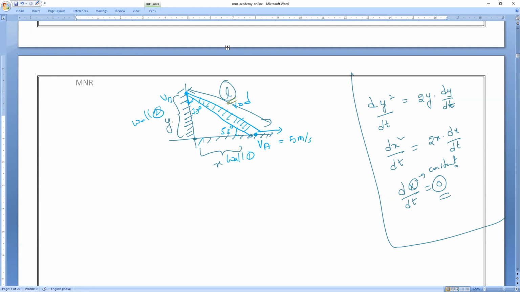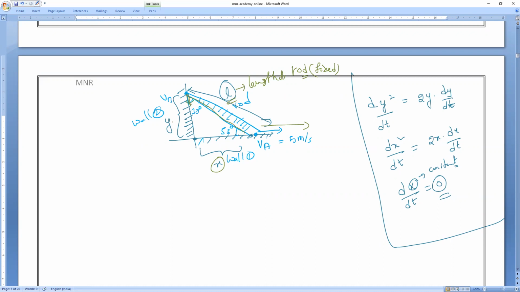Will you all agree with me? Yes, because the length of the rod does not change, it is always fixed. But you can see, if the body is moving in this direction, x is always increasing or decreasing? If the body is moving, it increases. And if the body is coming in the downward direction, y is always decreasing or increasing? Y coming downwards, increases or decreases? Decreases.